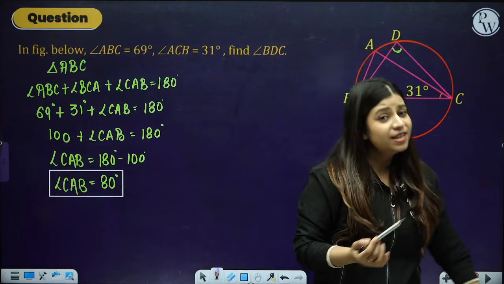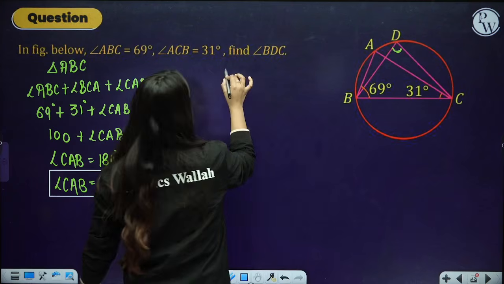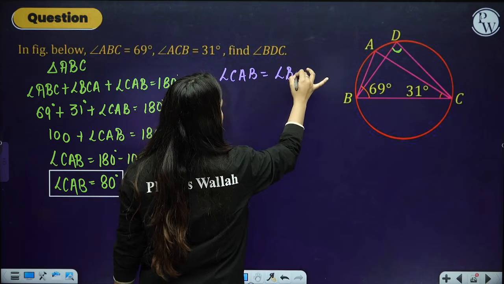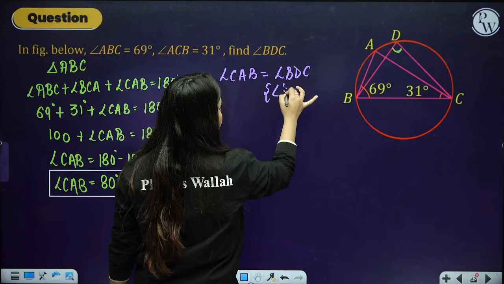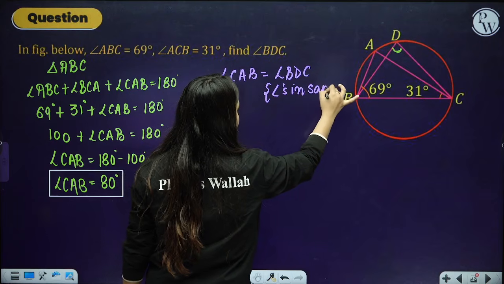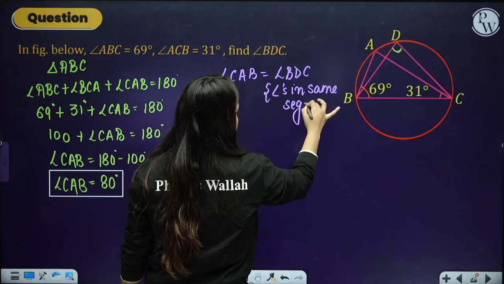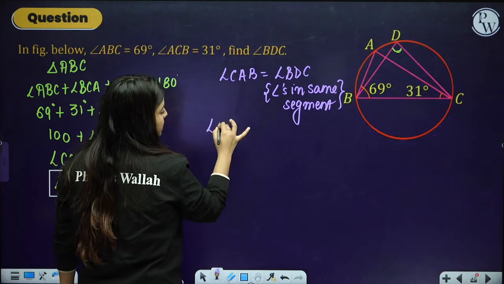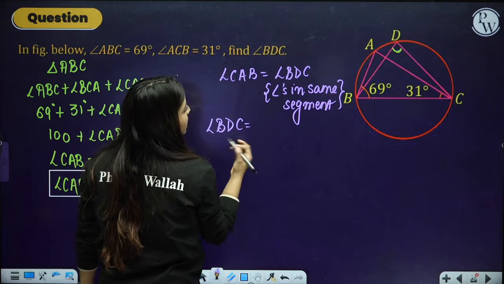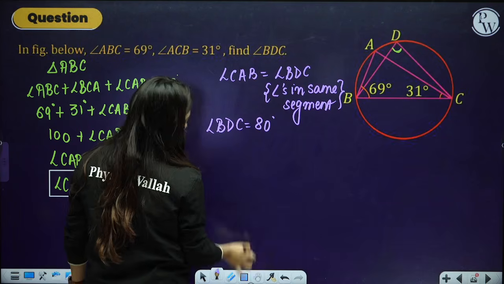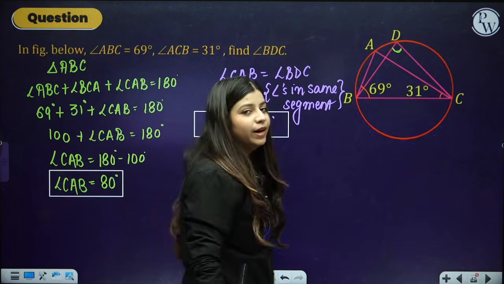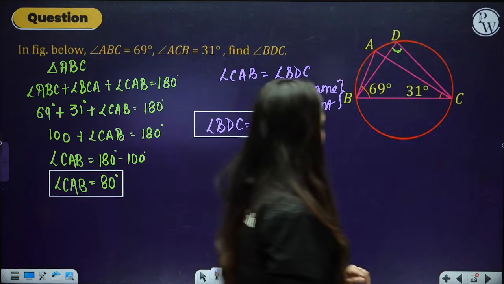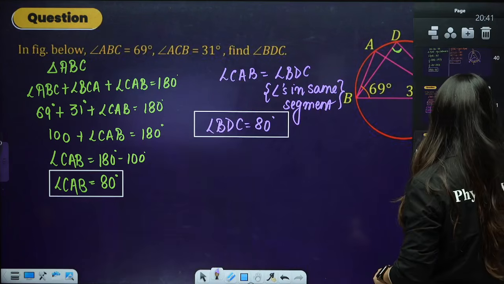Now if CAB is equal to 80 degrees, we can say that angle CAB will be equal to angle BDC, because they are angles in the same segment. So at the end we can say that angle BDC is equivalent to 80 degrees as well. I hope how to attempt the question, how to do the questions, all these things are absolutely clear with everyone, right? Now let's move forward to the last question.